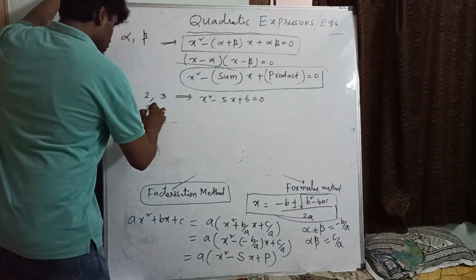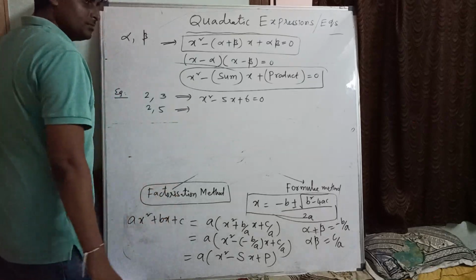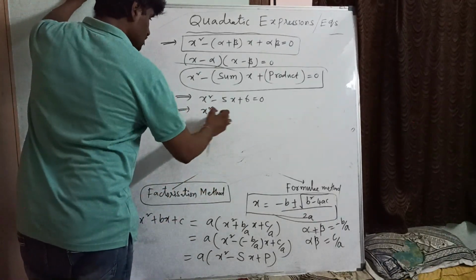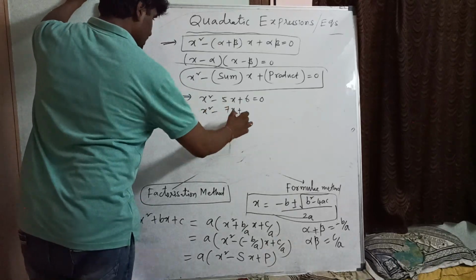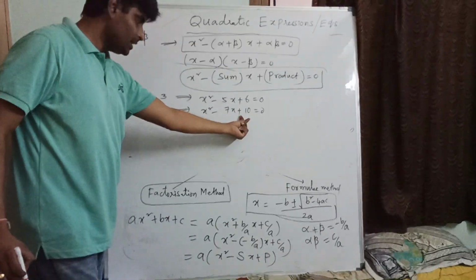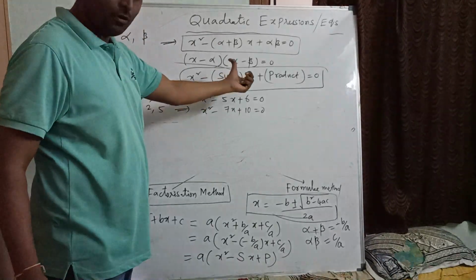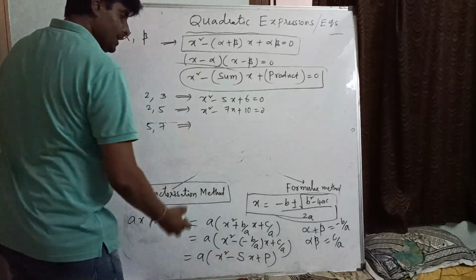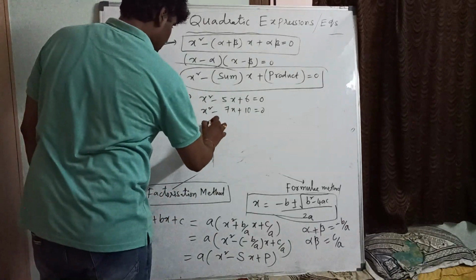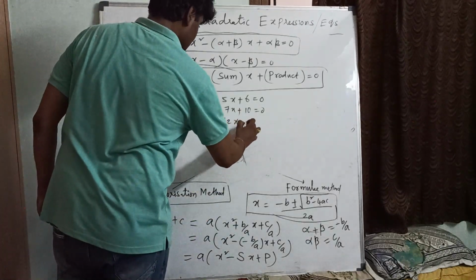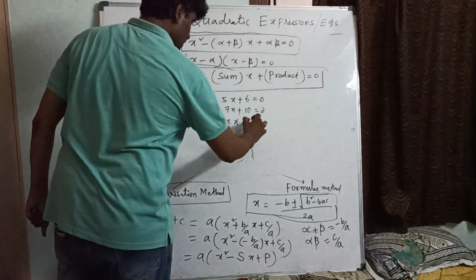Simple. Now suppose 2, 5 are roots. Then how can I write the equation? x square minus sum of roots 7x plus product 10. Here sum, here product, and the minus is compulsory in the formula. Now similarly, 5, 7 are the roots. How can I write the equation? x square minus sum, 12x, plus 5 into 7, 35, equal to 0.